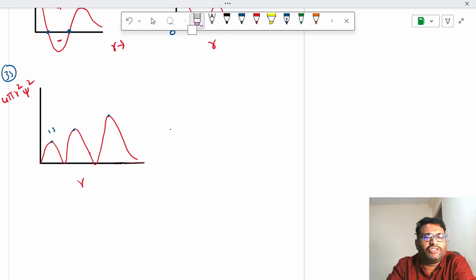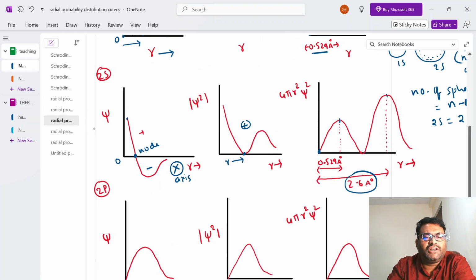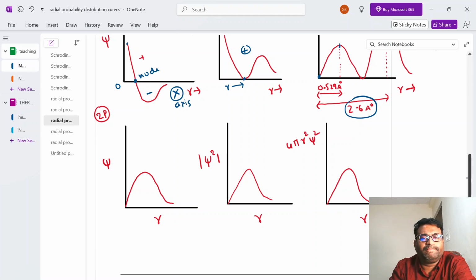Like that. So this is for 3s. Next, let us see about the 2p orbital. So this is the 2p orbital.